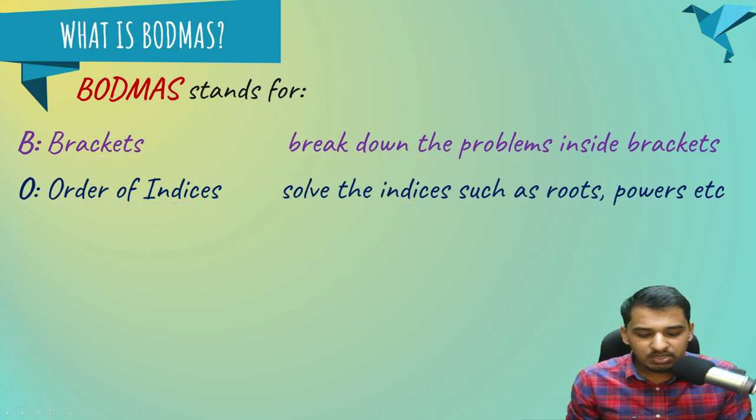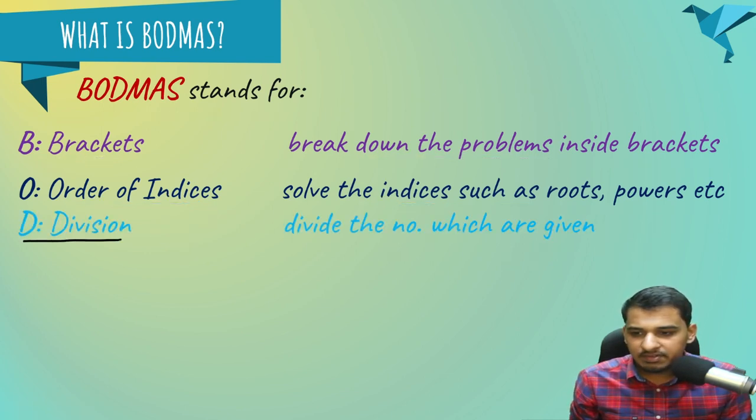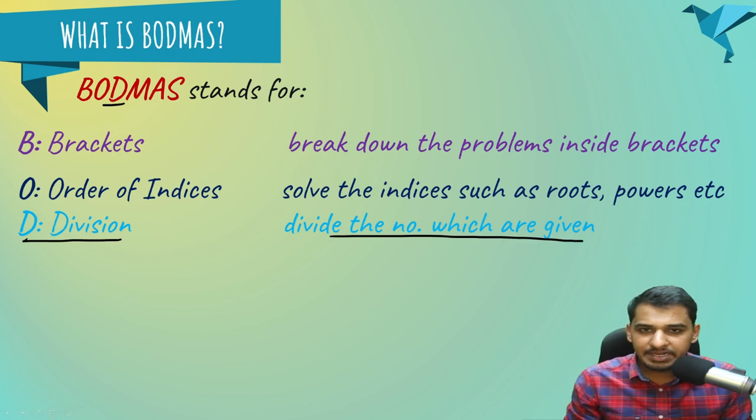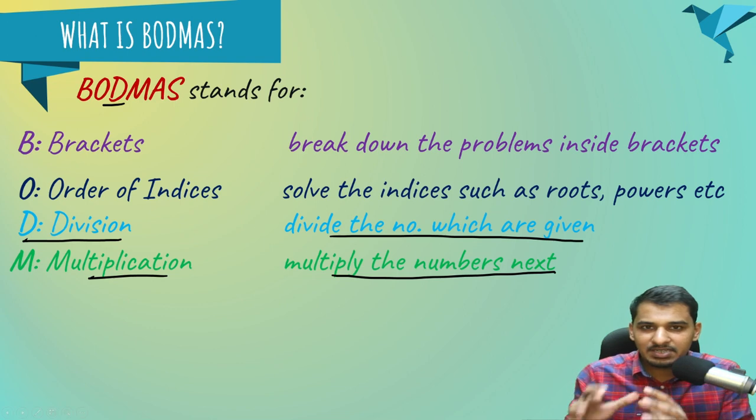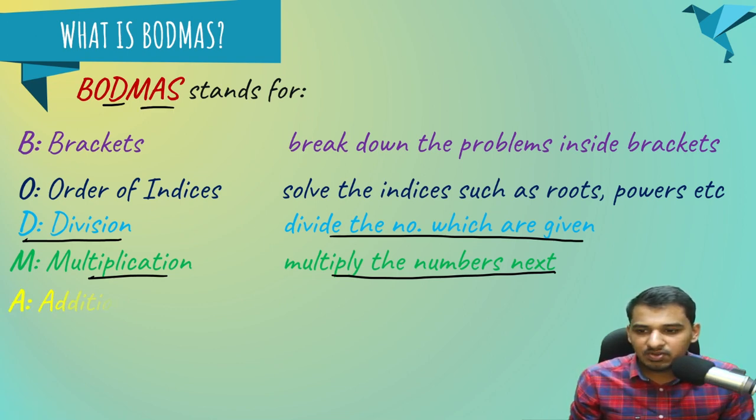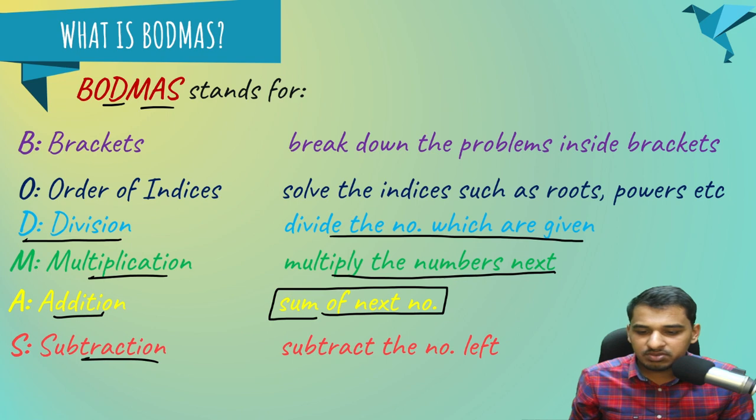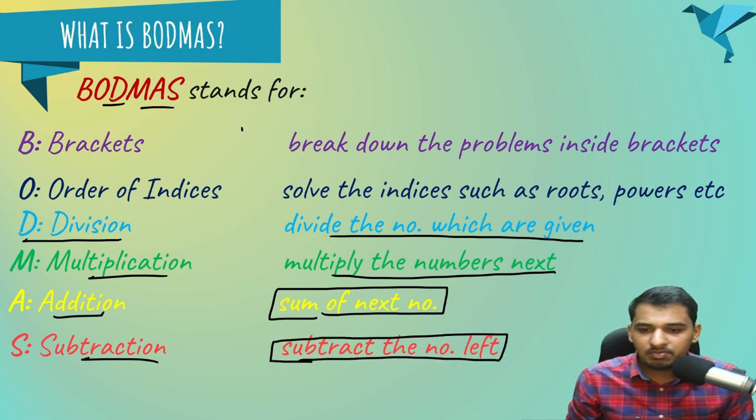Alright, after you are done with orders, then we have to look for division. D stands for division. So divide the numbers which are given. M is for multiplication. We will multiply the numbers which are given next. After this, we will apply the operation of multiplication. Then A stands for addition. So A is for addition, sum of the next numbers. Whatever numbers are given, we have to sum them. And S is for subtraction. So subtract the numbers which are left. So this is the order of BODMAS.